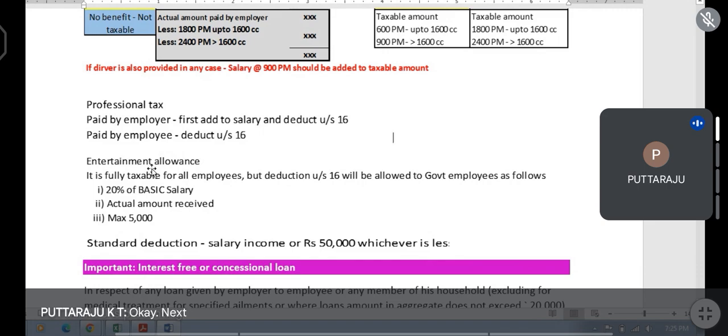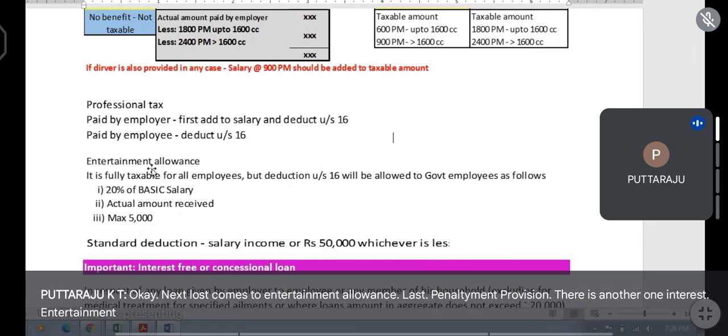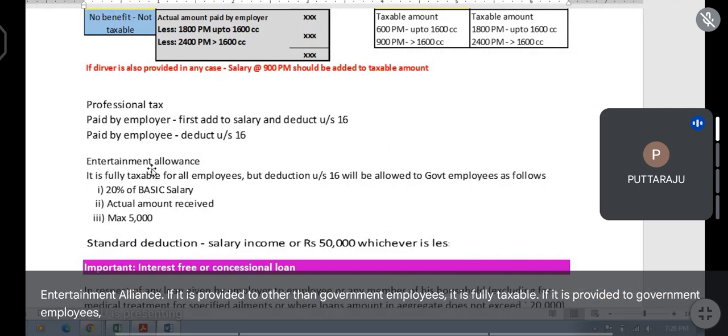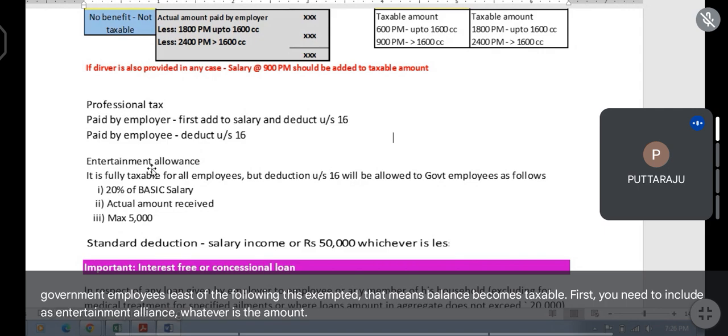Next, last comes entertainment allowance. Penultimate provision. There is another one, interest. Entertainment allowance: if it is provided to other than government employees, it is fully taxable. If it is provided to government employees, the least of the following is exempted. That means the balance becomes taxable. First you need to include the entertainment allowance, whatever the amount, minus the least of the following. You have to claim it after the gross salary.